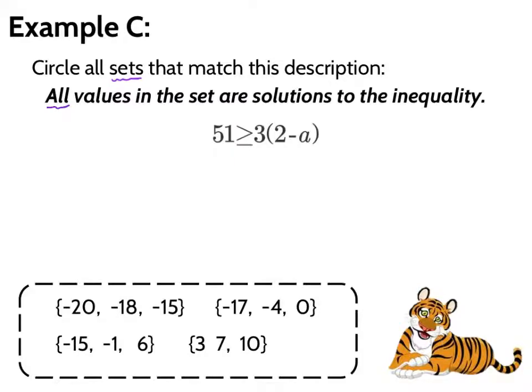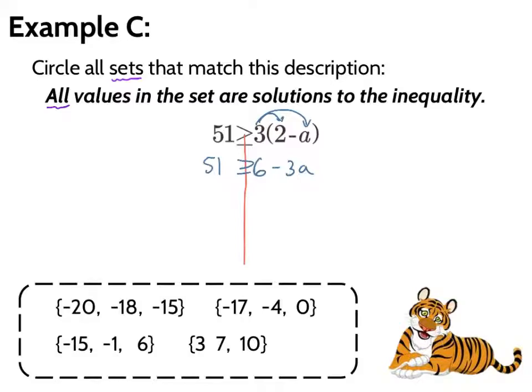So before we figure that out, we need to start by solving our inequality. So we're going to draw a wall down from our inequality symbol. Then it looks like we have the distributive property to start here. So we're going to distribute the 3 to the 2, the 3 to the negative a. So 3 times 2 is 6. 3 times negative a is going to be negative 3a. Bring down my 51, I didn't do anything with that, and bring down my inequality symbol.